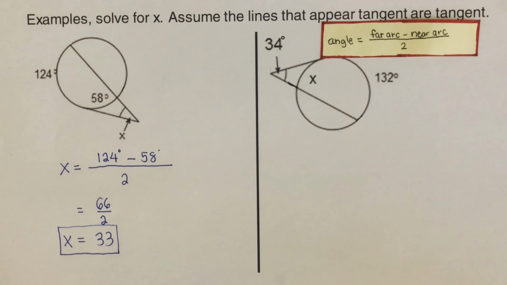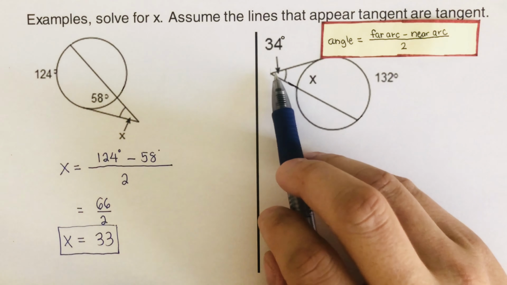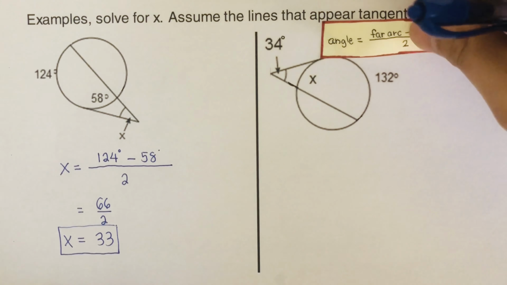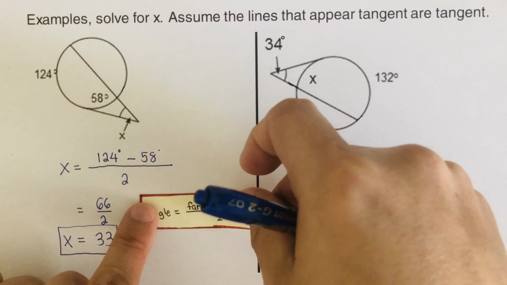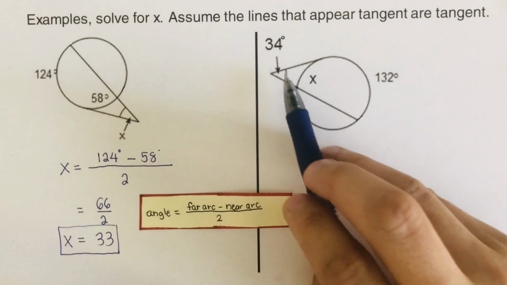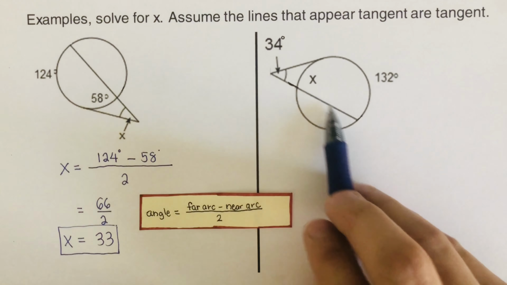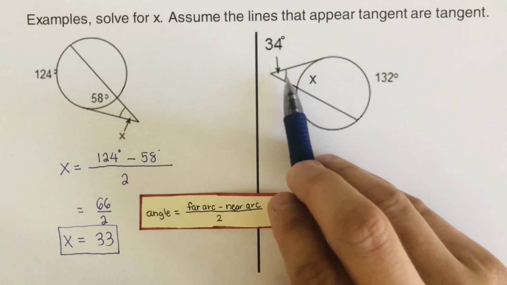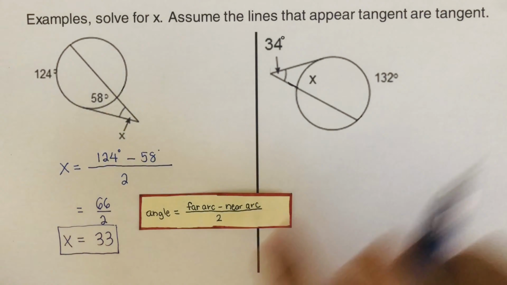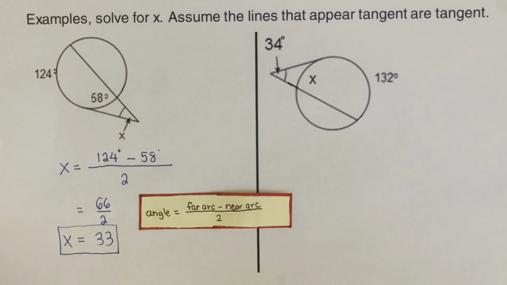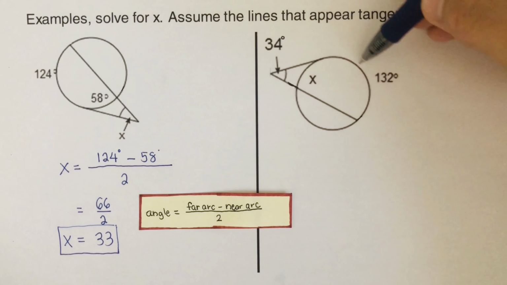Okay, so we go over the problem here. So it's pretty much the same thing. We have the tangent here. So this is our tangent. And then I'm just going to put the equation up here. So this is the tangent. This is the secant. And we're looking for x. We're given the angle 34. So we use the same equation. I just move it up here so we can see how the picture looks like. So this is our far arc.